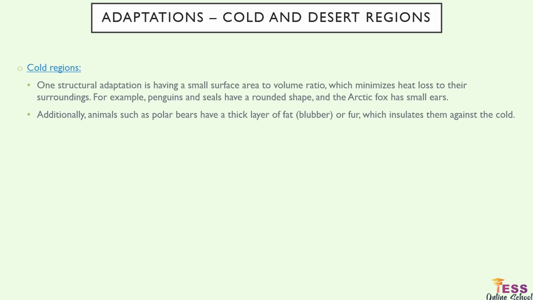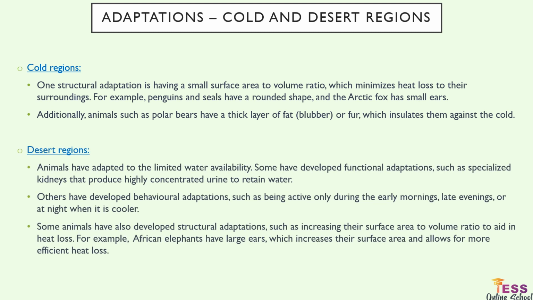Within cold regions, animals have developed adaptations to help them survive in these harsh conditions. One structural adaptation is having a small surface area to volume ratio, which minimizes heat loss to their surroundings. For example, penguins and seals have a rounded shape, and the Arctic fox has small ears. This helps to massively reduce the surface area to volume ratio. Additionally, animals such as polar bears have a thick layer of fat, otherwise known as blubber, or fur, which insulates them against the cold.